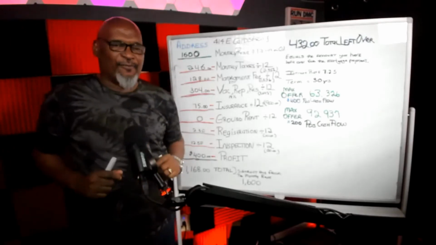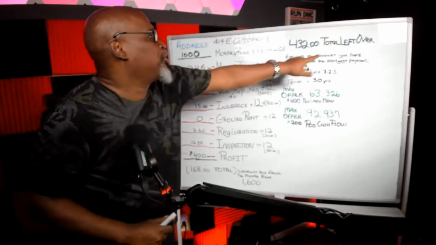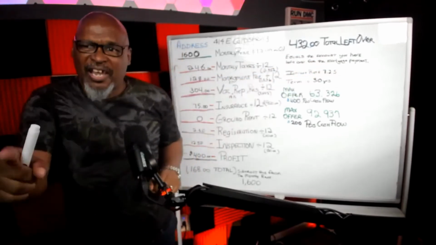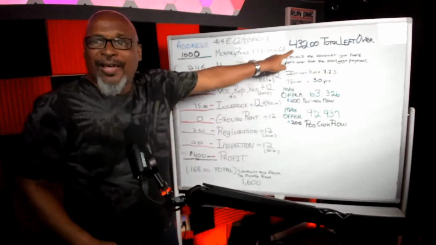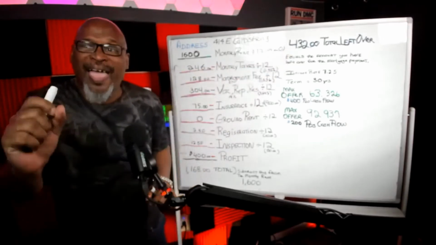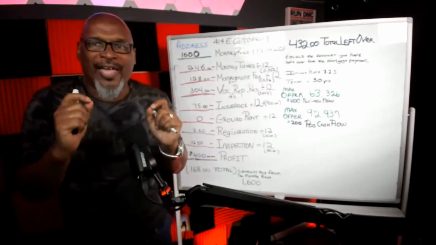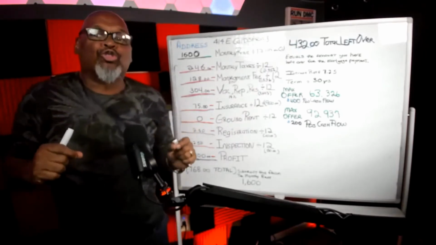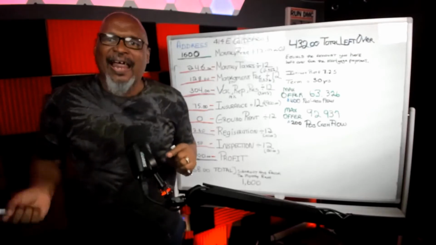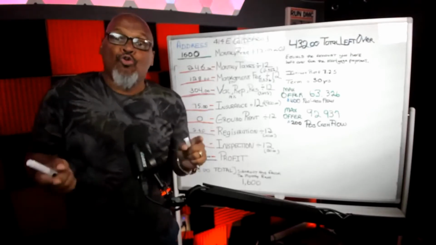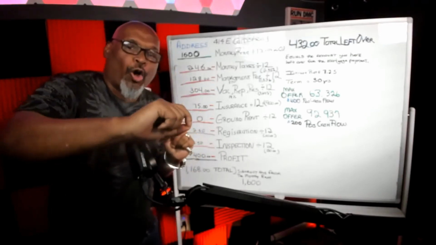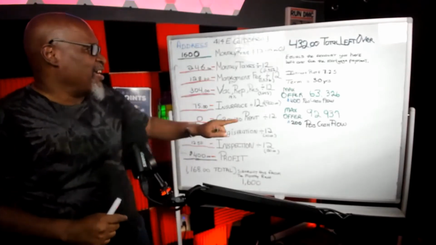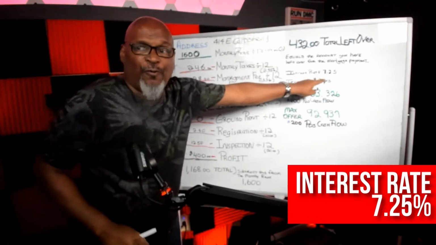Let's take it to the next level. This equals the amount you have left over for a mortgage payment. I'm going to say it again. That $432 equals the amount you have left over for a mortgage payment. Now, let's take out our trusty calculator, and I'm going to break down how you figure out how much you should offer the seller. So in this situation, we have an interest rate of 7.25.